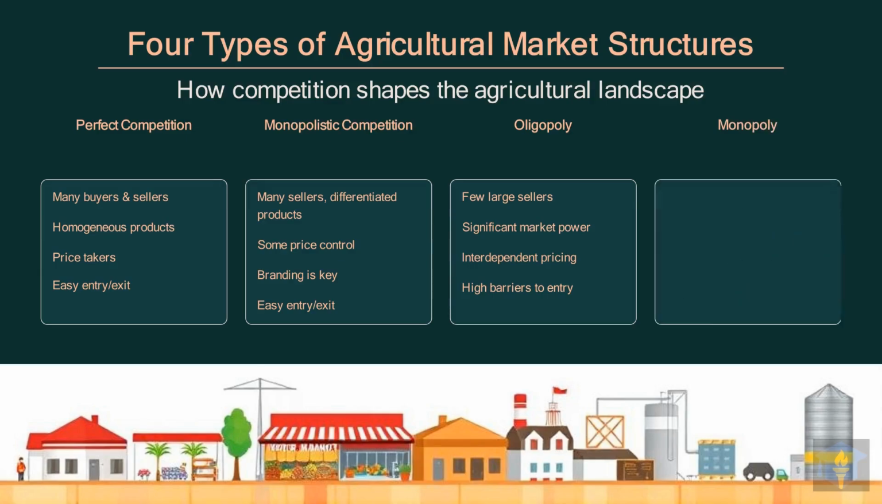Finally, we have monopoly. One dominant seller controls the market. They have complete price control. No close substitutes exist. Very high barriers prevent new entry.